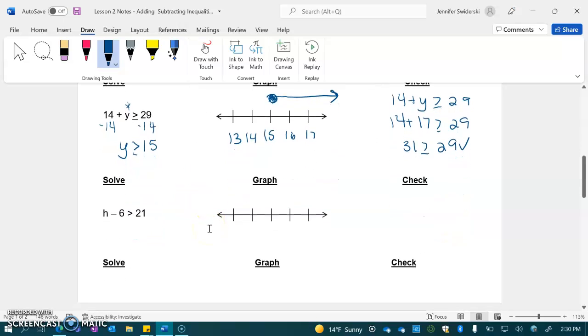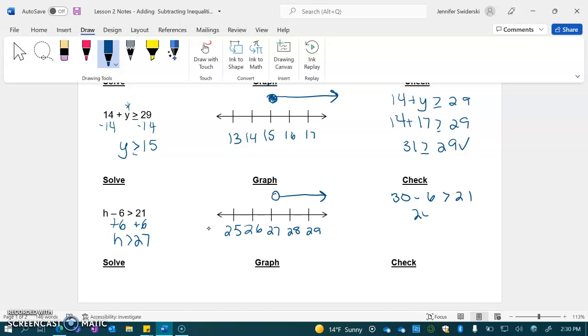Let's try this next one. Goal is to get h by itself. I'm going to add 6 to both sides because the opposite of minus 6 is plus 6. So I'll get h is greater than 27. We're going to go in and graph that. So this is going to be 27, 28, 29, and I'll finish my graph. I've got 26 and 25. My circle is going to be open, and it's going to the right because it's greater than. I'm going to pick a number, so I'm going to say 30 because that would make this statement true. Is 30 minus 6 greater than 21? Well, 30 minus 6 is 24. Is 24 greater than 21? Yes, so I know my statement is correct.